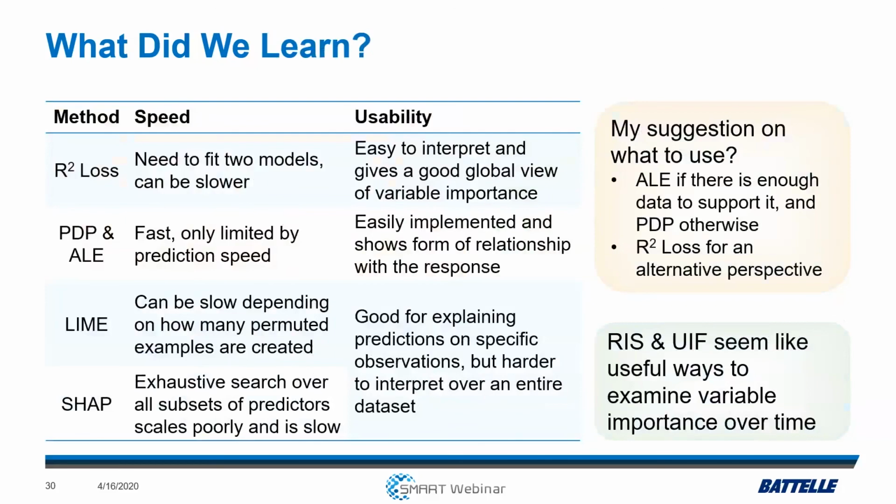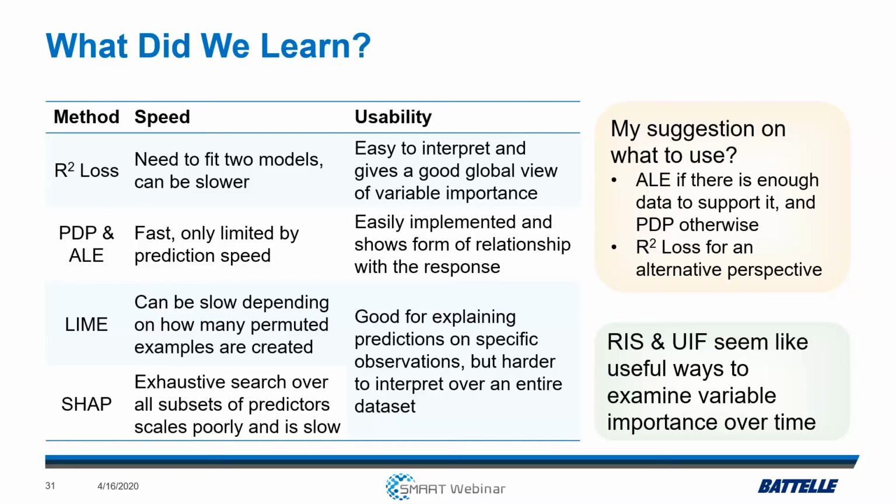In terms of what we learned using these methods, the R squared loss, to calculate that, is going to require you to fit 2 black box models, the full model and then the one where you altered the variables. That's actually for each variable, I should say, you have to fit an additional model. The full model you fit once. So it can be a bit slower depending on the training process for your black box model, but it's pretty straightforward to interpret the results, and it allows you to get a global view of the importance.